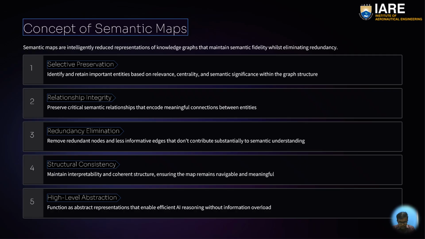And they have high level abstraction. This is the most genuine quality of semantic maps. They function as abstract representations that enable efficient AI reasoning without information overload. Hence, this is the concept of semantic maps.